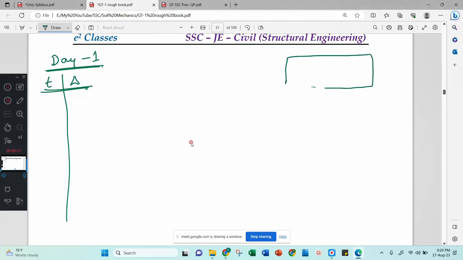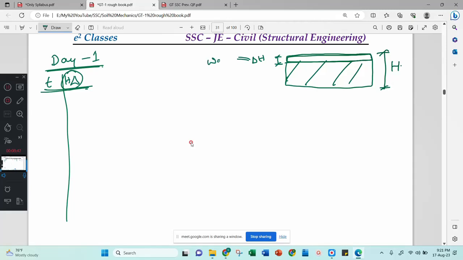If I put this ring apparatus and the soil sample, then this is called the height of the soil, which I will consider as H. Then when I apply a load, there will be a small decrease in the height. That decrease in the height I will consider as delta H. Delta H is the decrease in the height. Why did this decrease in the height take place? Because this much amount of water is expelled out. That's why you are seeing some decrement in the soil.